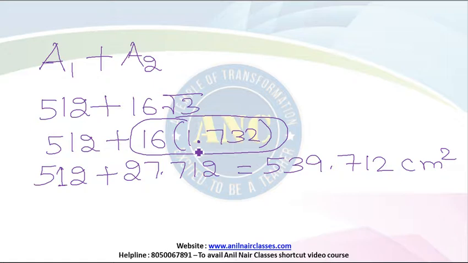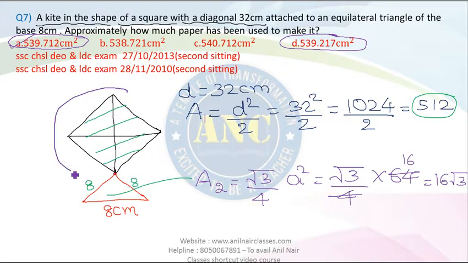I believe it is clear for you how we got the answer. This area is nothing but 512. This area of the equilateral triangle is 16 root 3. Sum of those two is giving me 539.712, which is nothing but option A.